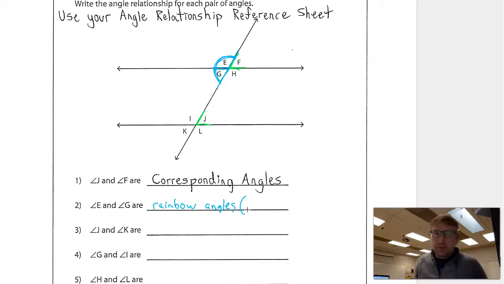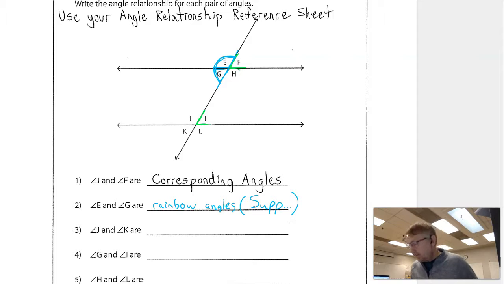Of course, some people don't want to use my stupid code words. They're called supplementary. I often shorten it to sup, as in sup. That was a dad joke.